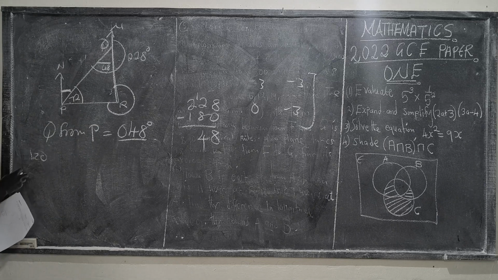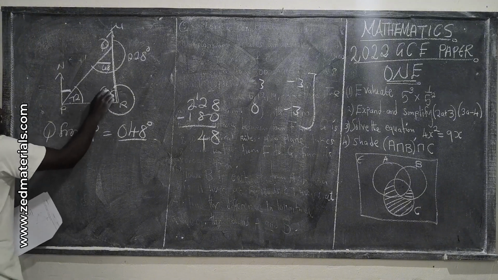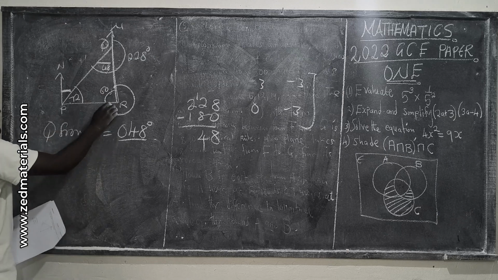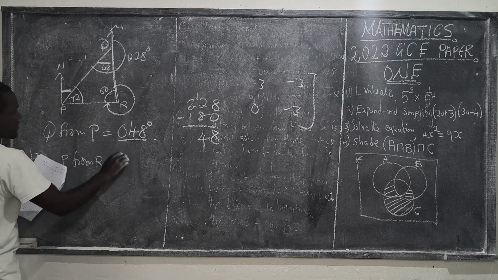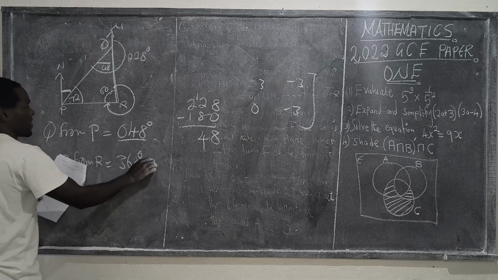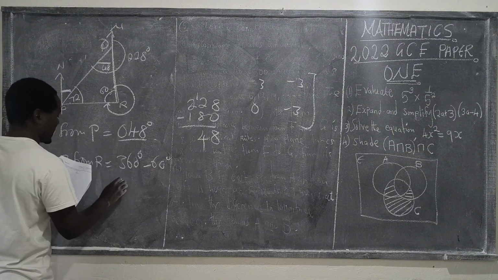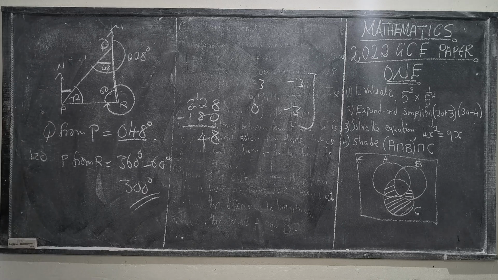That is 120. Now, what is here? You say 180 minus 120, which will give you 60 here. Then from there, the full revolution adds up to 360. So P from R is equal to 360 degrees minus 60, which will give you 300 degrees. You have your answer there. Done. You go to question number 15.